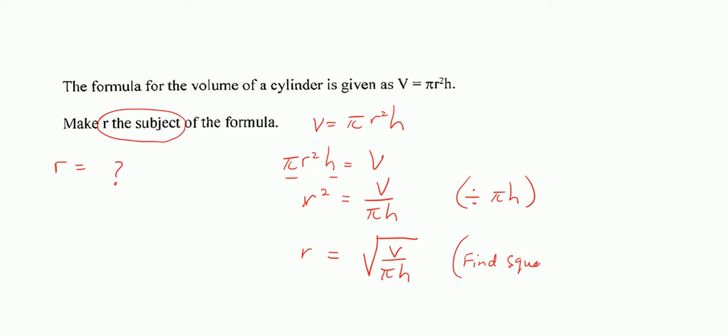Square root on both sides of the equation. Alright, so therefore r is equal to the square root of v divided by pi h.